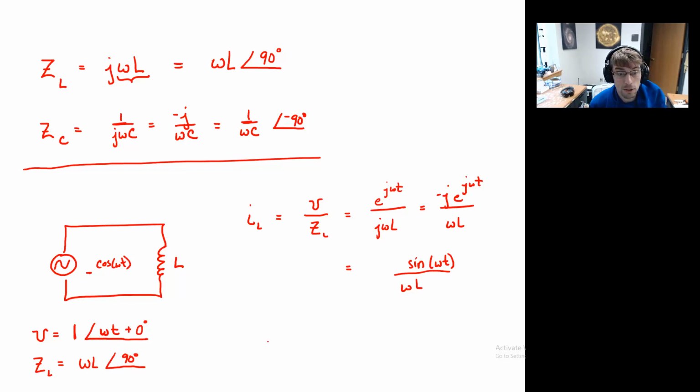The other way to do it is to just use our phasor notation. And what do I have there? 1 at omega t plus 0 degrees, divided by omega L at 90 degrees.